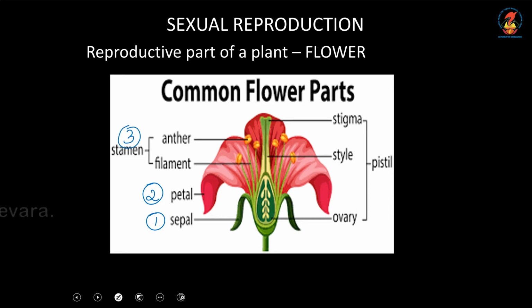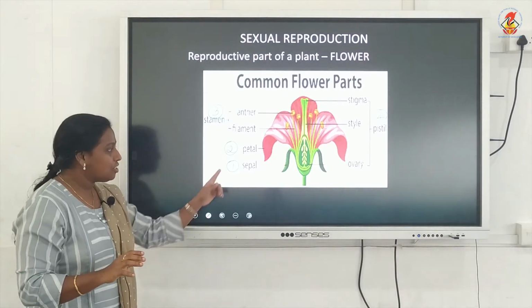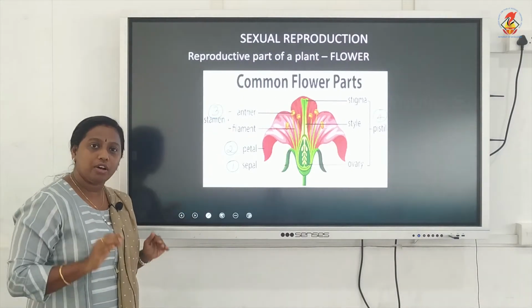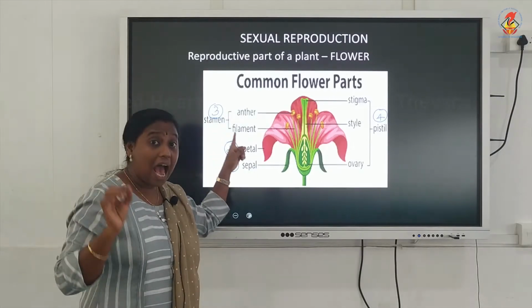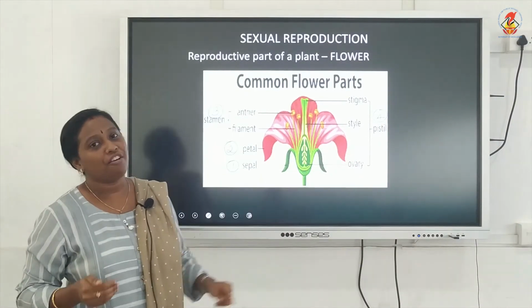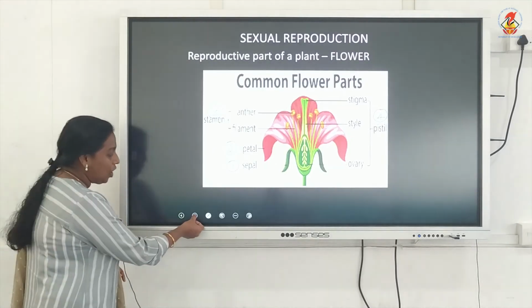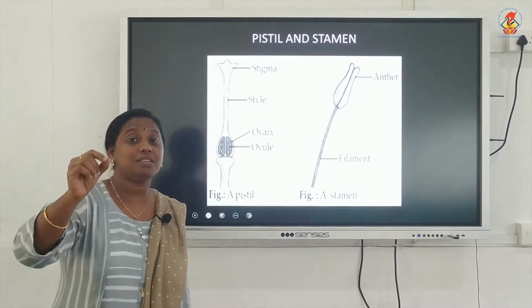Stamen is otherwise called the male reproductive part of a flower. Then it will be having a pistil, part number 4. Pistil is called the female reproductive part of a flower. So is this clear? These are the 4 parts of a flower. The number of stamens and pistils in a flower can change according to the type of flowers. Now we are going to see in detail about the stamen and pistil.